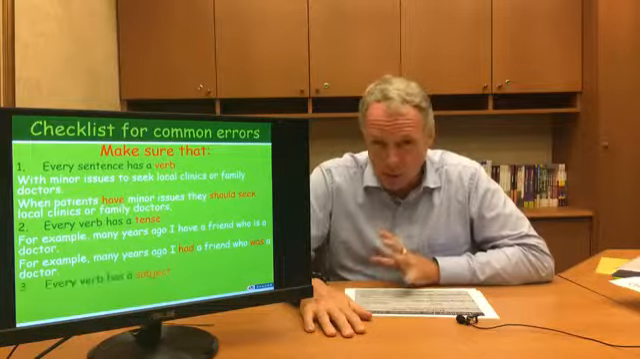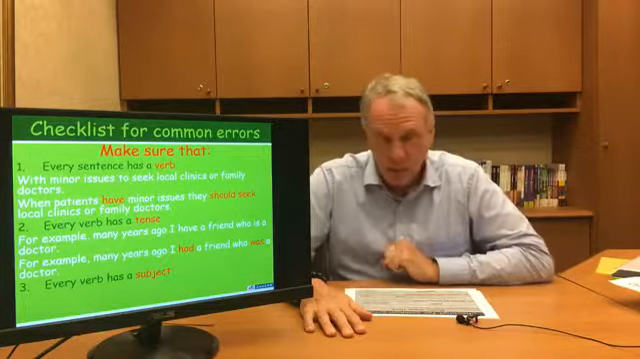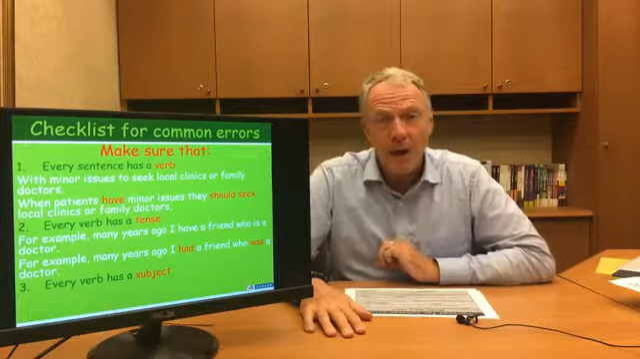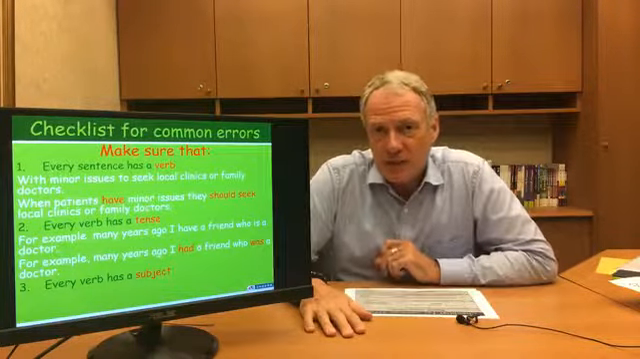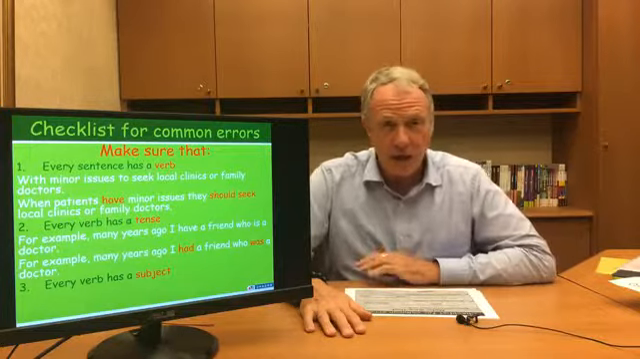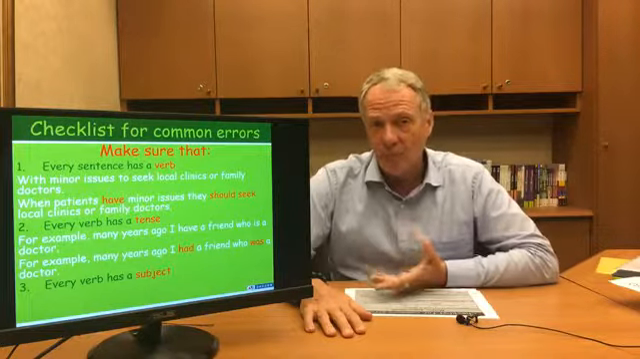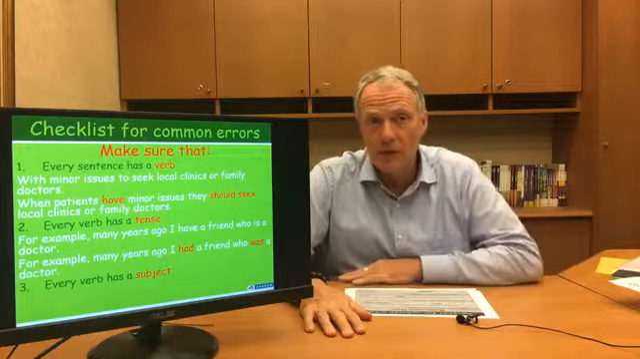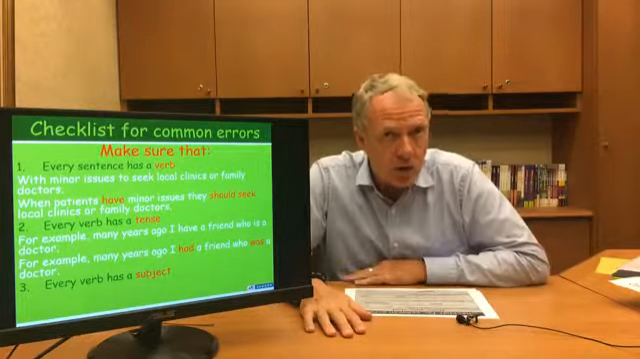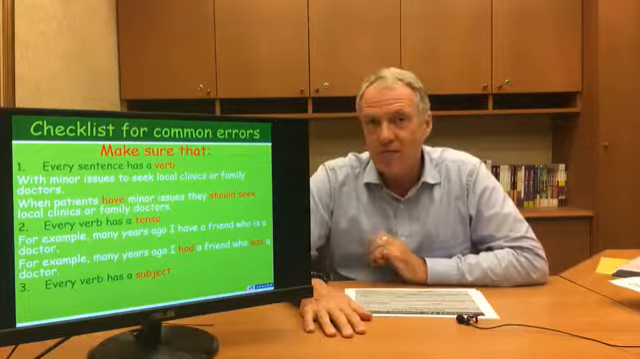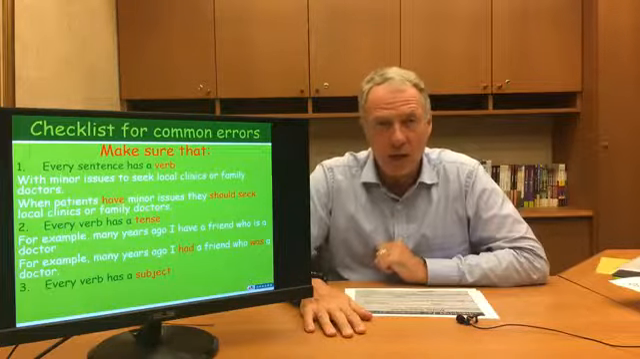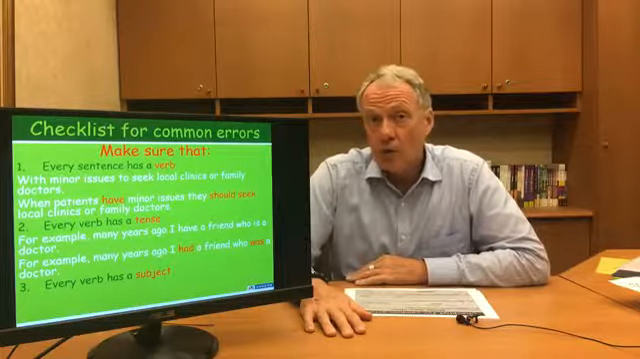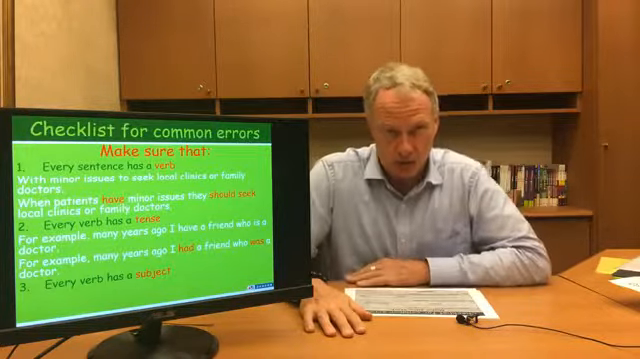Okay, number three, also about verbs. You must make sure that every verb has a subject. This is one of the interesting differences between Chinese and English. In Chinese, verbs don't need subjects. You can just use a verb with no subject. But in English, you must make sure that every verb has a subject. If the verb has no subject, then in English, we don't know who is doing the action.